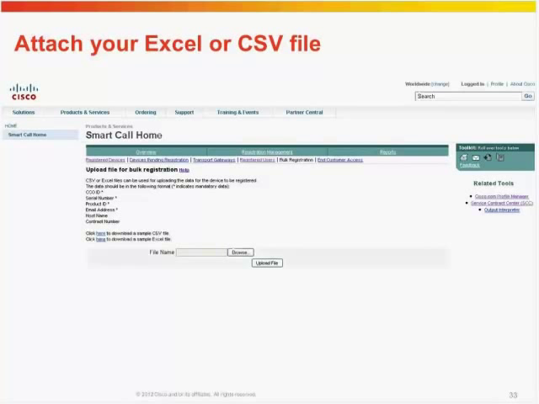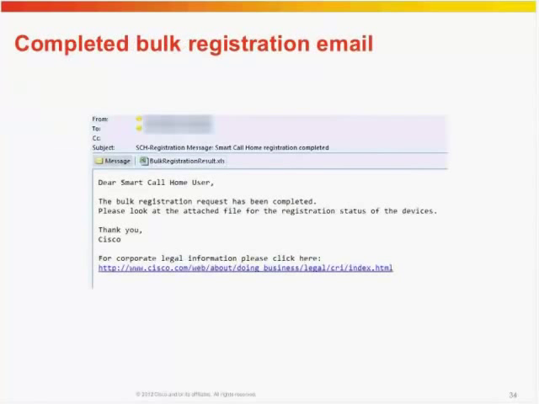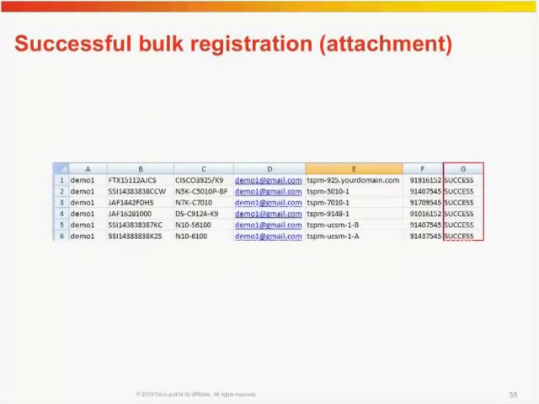For SmartNet TotalCare customers, a white paper is available on the Smart Call Home page on Cisco.com, showing how the user can export the required fields from the SmartNet TotalCare portal in order to create a Smart Call Home bulk import file. The customer will receive an email confirming that the bulk registration request has been processed. The email includes an attachment, which indicates the registration status for each device.